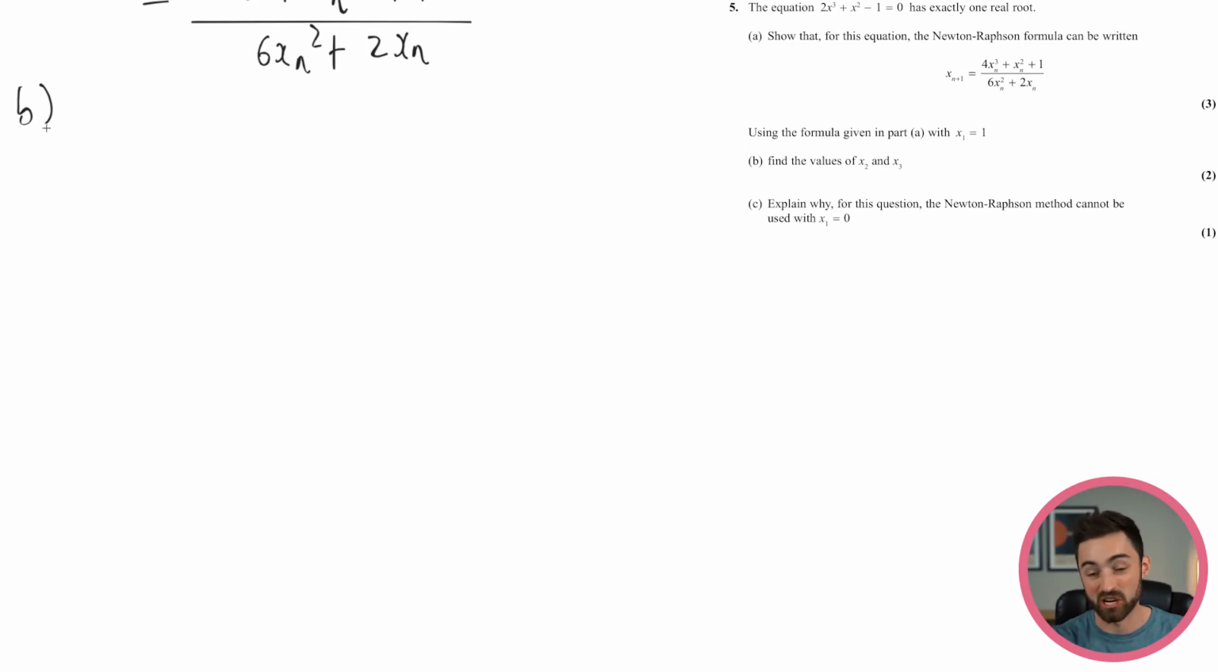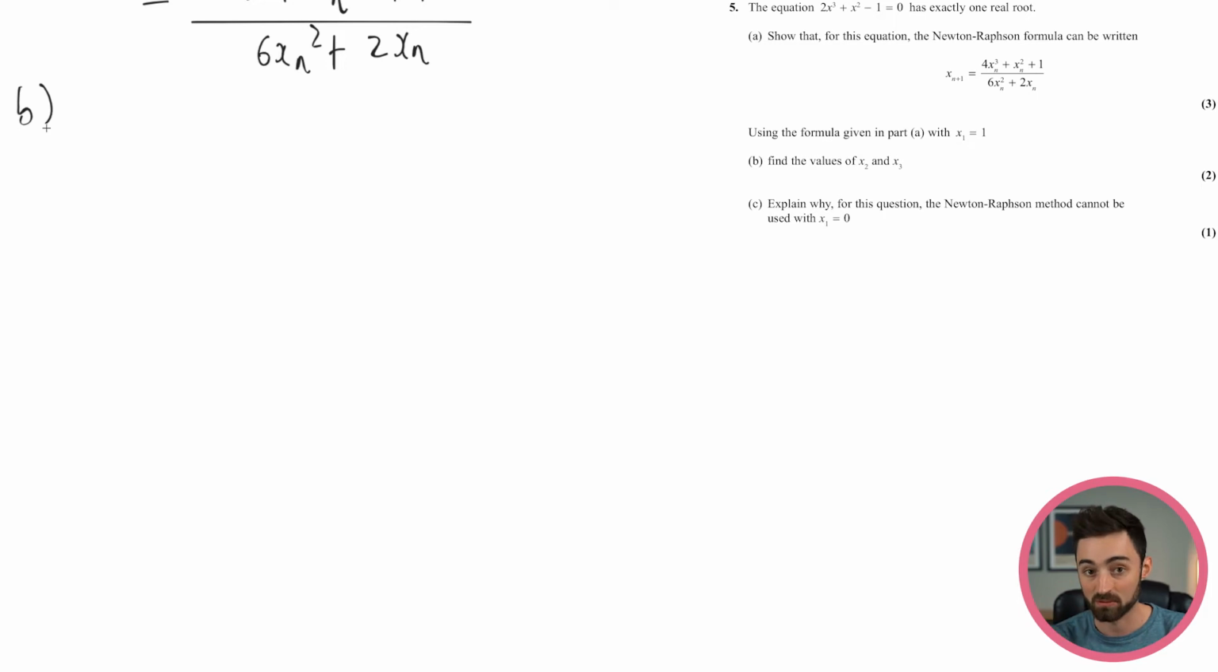Now, part B, you don't even need to have got part A, and you're nowhere near needing to even understand what Newton Raphson is, because all it says is using the formula given in part A, so the formula's right there, find the values of x2 and x3. So even if you didn't do part A, you just put it into the formula, and that's 2 marks, okay?